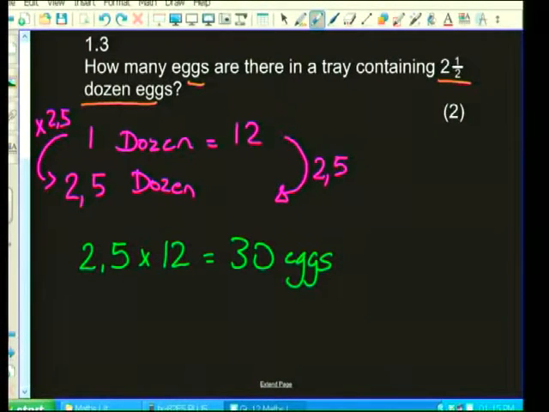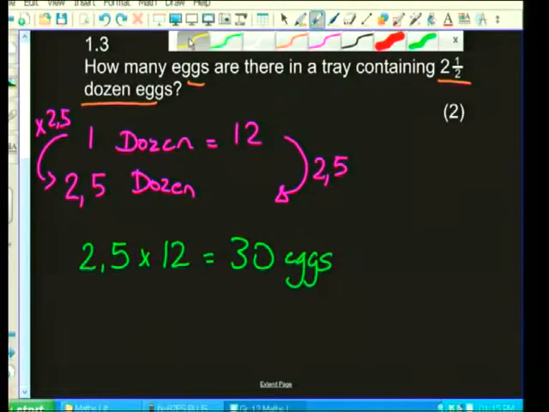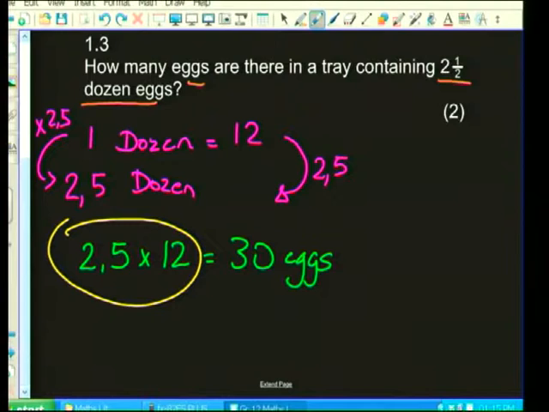Does the answer make sense? I'm expecting an answer that's bigger than 12, and I get that kind of answer. So I think that I'm on the right track. And show your working. Don't leave out this step. This step is really, really crucial. It's really important. Like I said to you, if you make a mistake, at least you can get method marks. Those method marks add up.